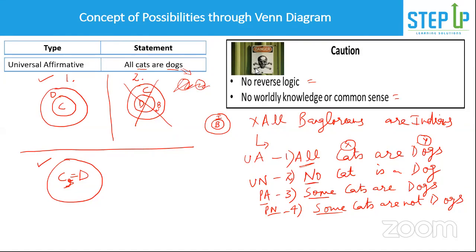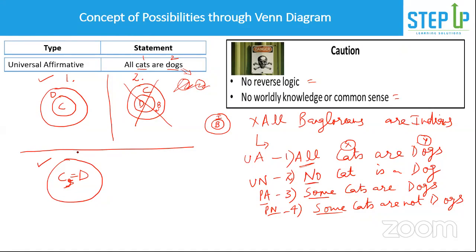That means if I have to represent a statement through Venn diagrams where there are terms, term one was cat, second term was dog, I could represent it like this. I can also say it like this. Because these are all possibilities. We are listing all possible ways.